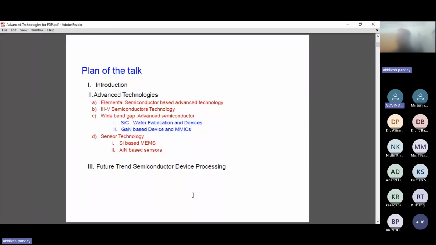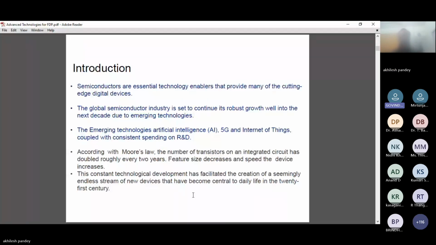Now, in the semiconductor, basically semiconductors are essential technology that provide many of the cutting edge digital devices. The global semiconductor industry is set to continue the robust growth well into the next decade due to emerging technologies. The emerging technologies basically are the artificial intelligence.